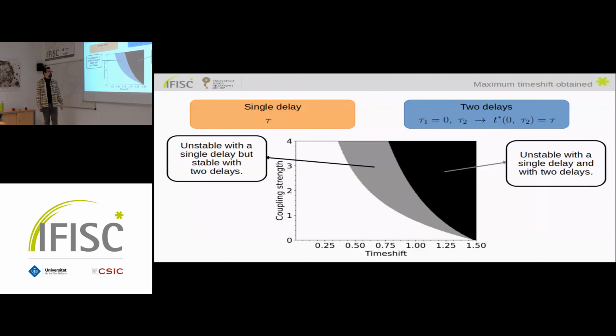And then we see whether a trajectory for a given time shift and a given coupling strength is stable or not for this system and for this system. The region in white means that we can get to this time shift with this coupling strength with both of the systems. The region in gray means that the solution with anticipated synchronization for a single delay is unstable, but the solution with two delays is stable. So this is an advantage. We can get to greater time shifts having two delays. This is for the linear system. Then after that, we will discuss non-linear systems.